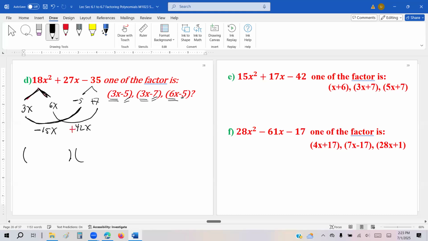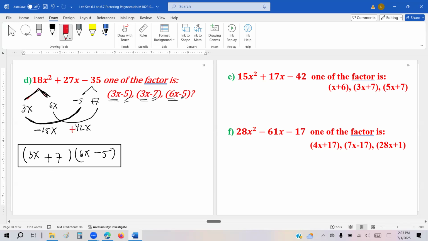And then you put them together. 3x and 6x. We multiply 3 with 5, so you cannot have them inside one box. So 5 goes in the other one. That means 7 has to come next to the 3x. And that's all. You can always check. We can always multiply to check. So let me do the checking for you. 3 times 6 is 18x squared. 3 times negative 5 is negative 15x.